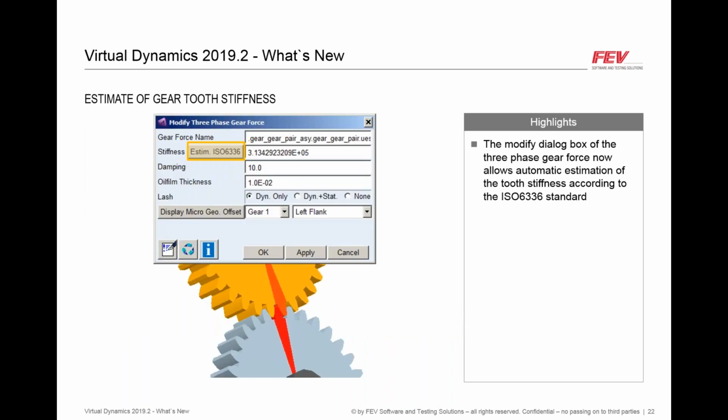And the next is gear tooth stiffness estimation is now possible for the 3D phase, 3-phase gear force, and it is based on the ISO standard 6336. Now, by pressing this estimate button, the stiffness is calculated automatically based on the geometric data that the user inputs.